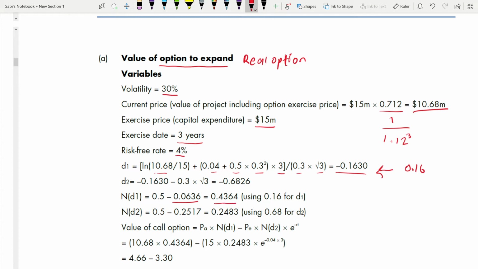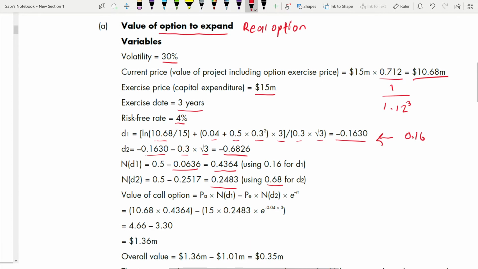Now let's come to D2. D2 we know it is D1 minus standard deviation into square root of time. So this is D1. This is your standard deviation into square root of time, which is 3 years. This is also negative. Same for ND2, 0.5 minus the figure. You have to find for 0.68 from the table. And this is the value you are getting.